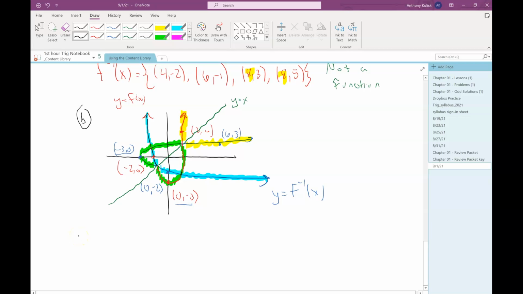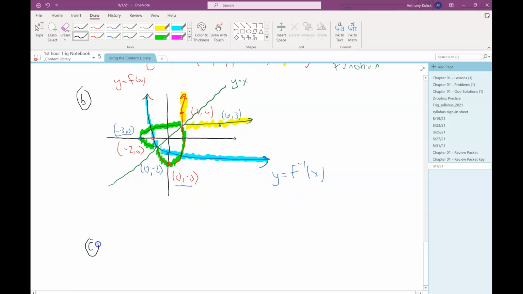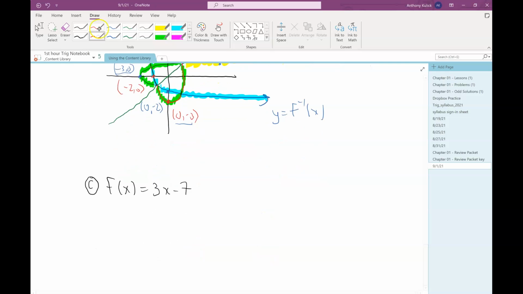And then the last way that we talked about finding inverses is if we represent our function with an equation. So let's say we have an equation like f of x equals 3x minus 7. So here we can't just worry about transposing x and y coordinates because we're not given any coordinates.